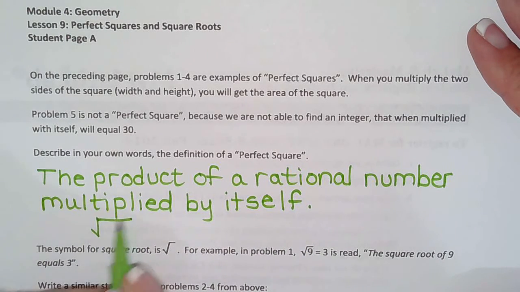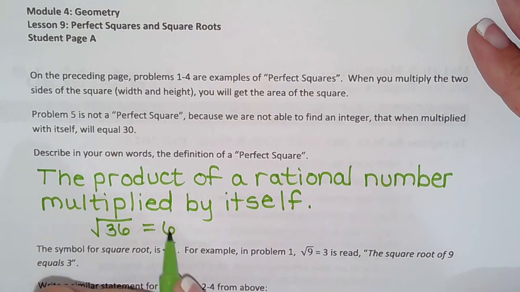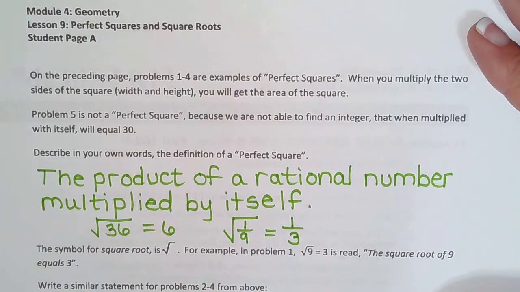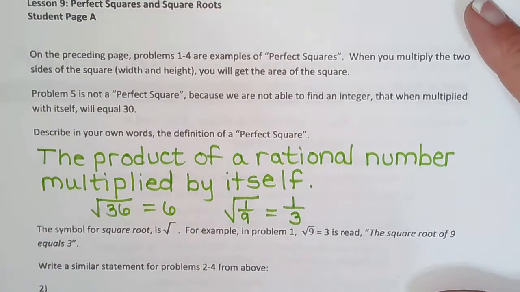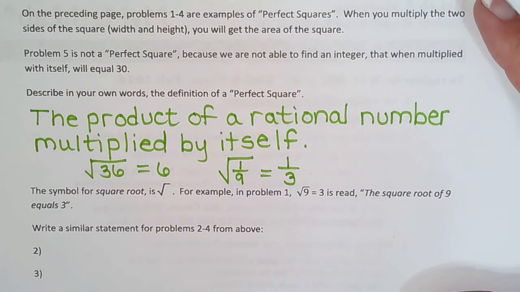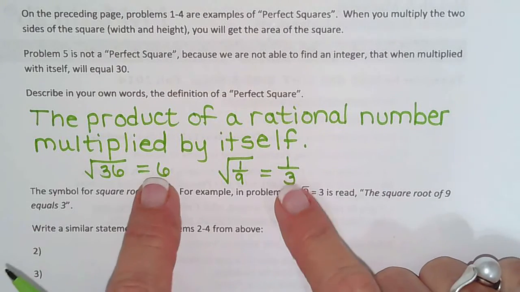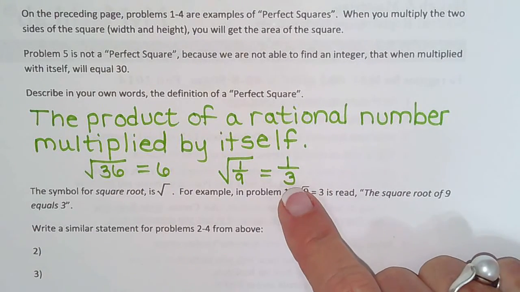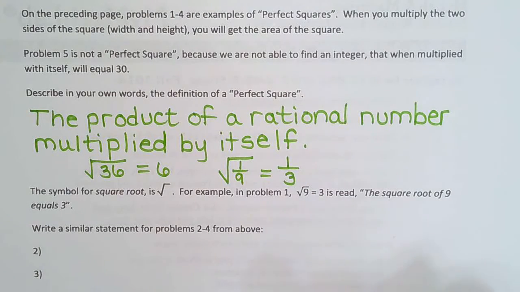So square root of 36 is 6. But look at this, square root of 1/9. Square root of 1 is 1. Square root of 9 is 3. So that's why we need to use the word rational number, because 1/3 times 1/3 is 1/9. 1 times 1 is 1. 3 times 3 is 9. So it's the product of a rational number times itself. So 6 times 6, 36. 1/3 times 1/3, 1/9. So that's the definition of a perfect square.